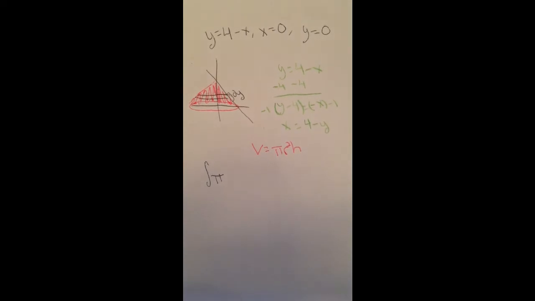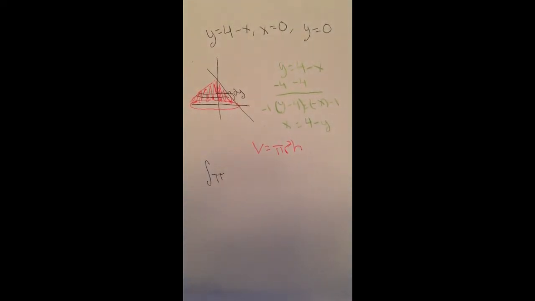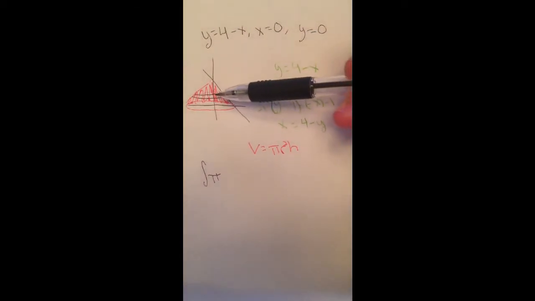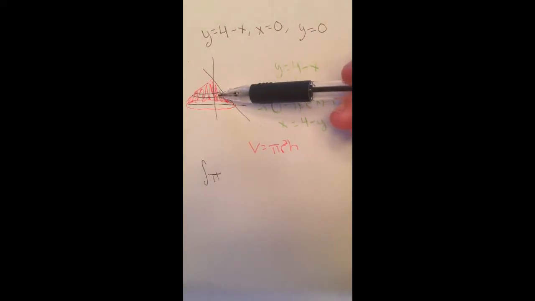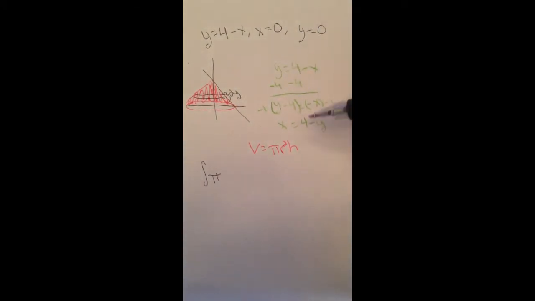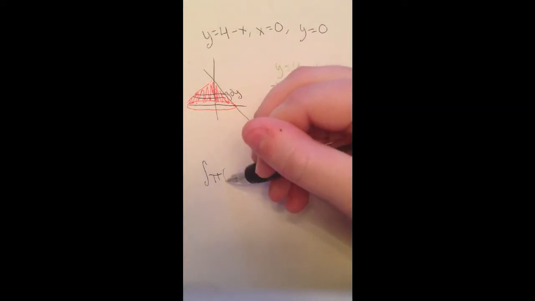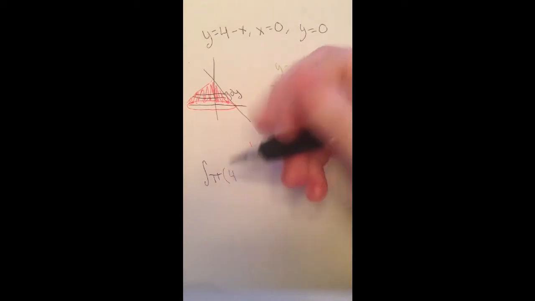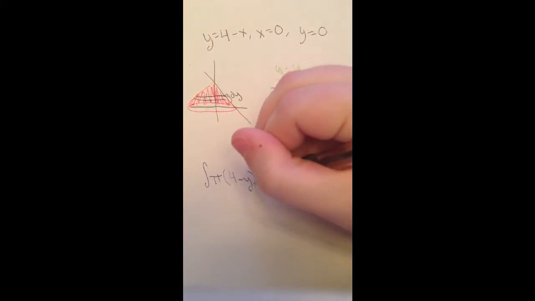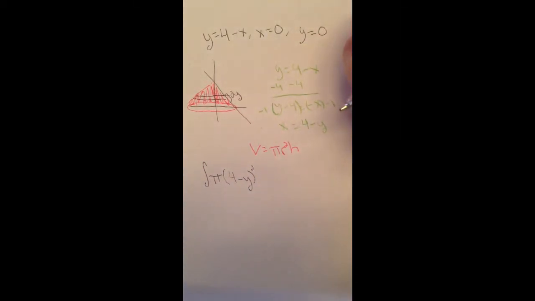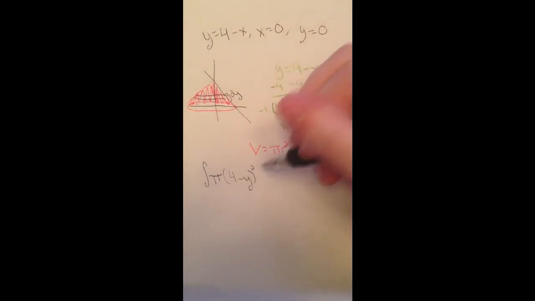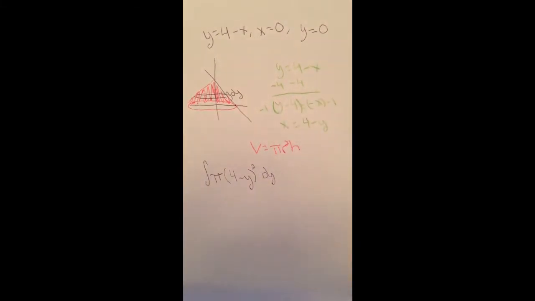And then, just like before, the radius of this is actually just going to be the equation of the line, because here's the diameter of the cylinder, and half of that is going to be just this, the y-axis to the line. So we're going to have to plug in the x version of the equation, because it's all going to be in terms of y. So we're going to put in 4 minus y, and the radius has to be squared, so we're going to square it. And then we just have to put in the height, which is going to be dy in this case.